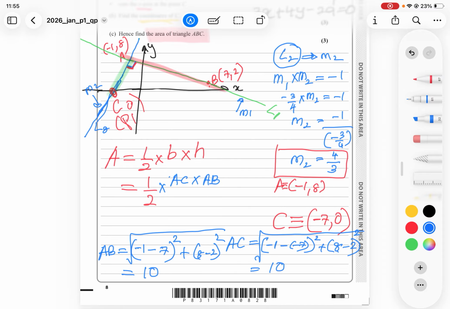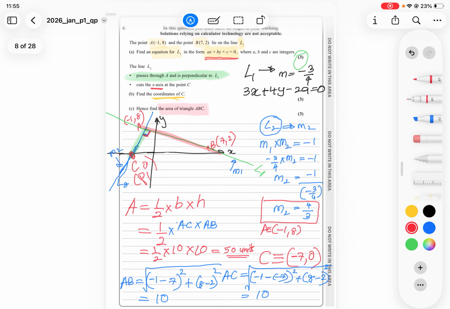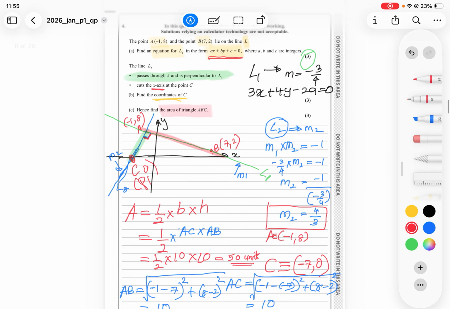So here we'll come back to the question. You have half into 10 into 10, which is 50 units. So this is our area. So this is how we do the full question and get all the marks here and here with the steps.